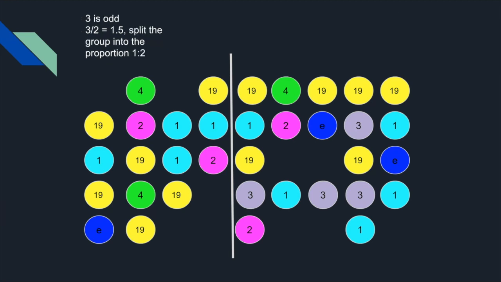Now we must split both sides into smaller groups. On the right, our ratio of 3 is odd, thus we divide 3 by 2 to get 1.5. Therefore, the right side needs to split into a 1:2 ratio. The students find that the shortest line that can do this is here, splitting the group into a group of 10 and a group of 5, giving us a 2-1 ratio.